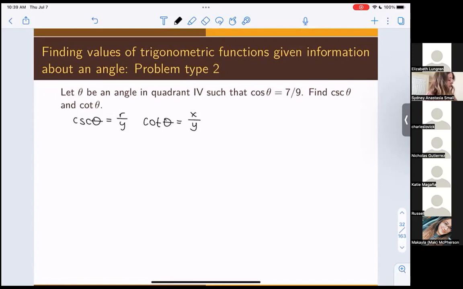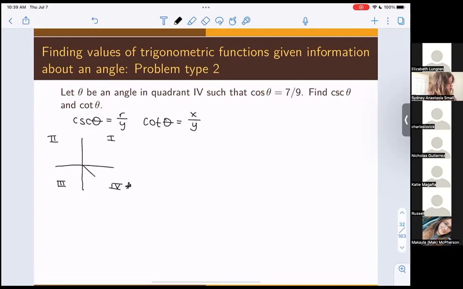Okay, so we're going to need all 3 of these pieces of information, x, y, and r. So let's draw theta, because drawing a picture is honestly, I think, one of the best ways to approach these problems, help us get our information straight in our head. Here's our axes, and theta is in the 4th quadrant. And if you remember the quadrants, this is 1, and then we just go counterclockwise around 2, 3, and 4. So this is quadrant 4 down here.